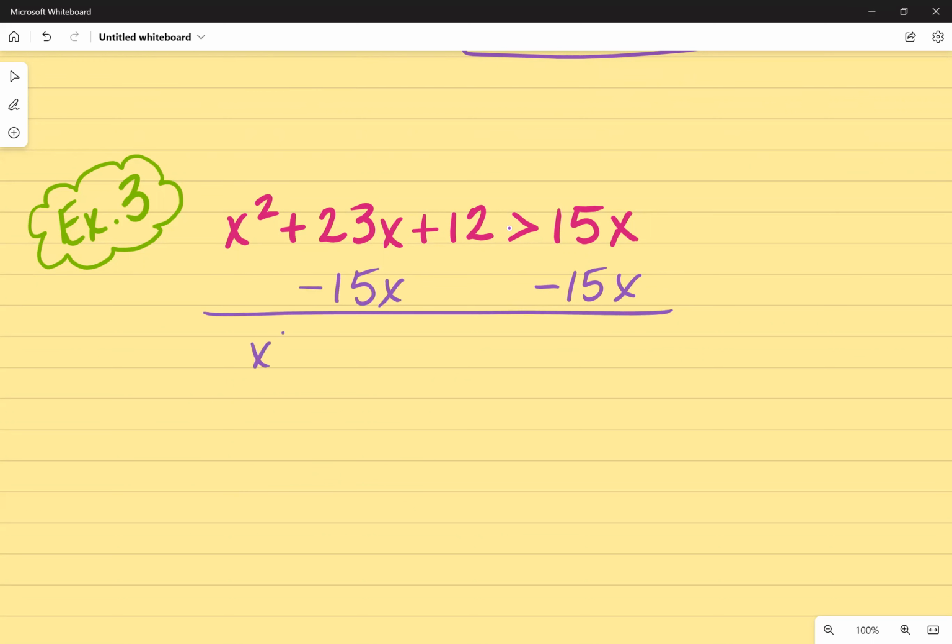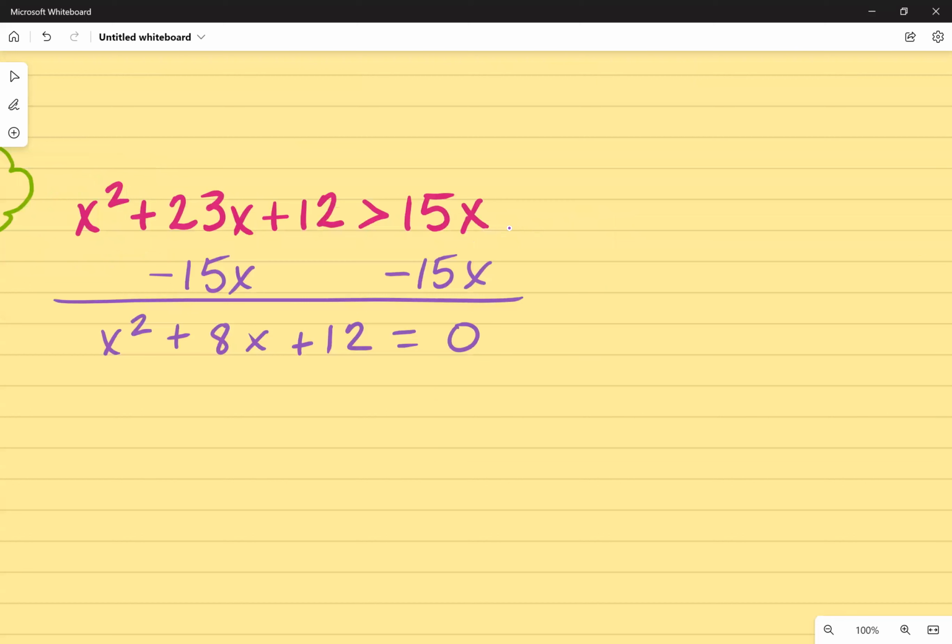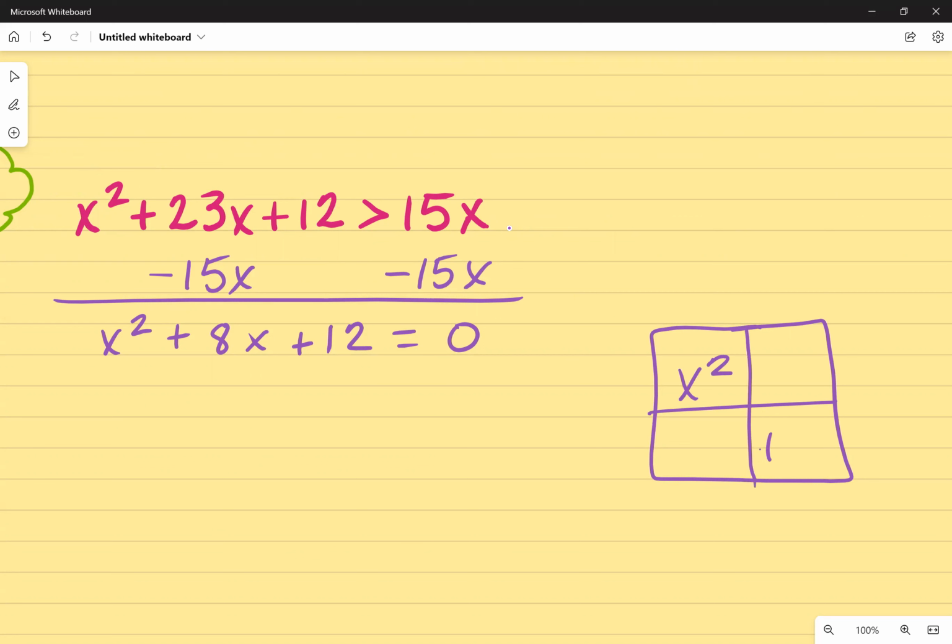And that leaves me with x squared plus 8x plus 12, and I'm going to set it equal to 0. I'm looking for 2 factors that will multiply. Use our box again. So I have x squared plus 12. So 1 times 12 is 12. Two factors that will multiply to give me 12, but they would also add to give me 8. We know that's 6 and 2. The signs are already correct.